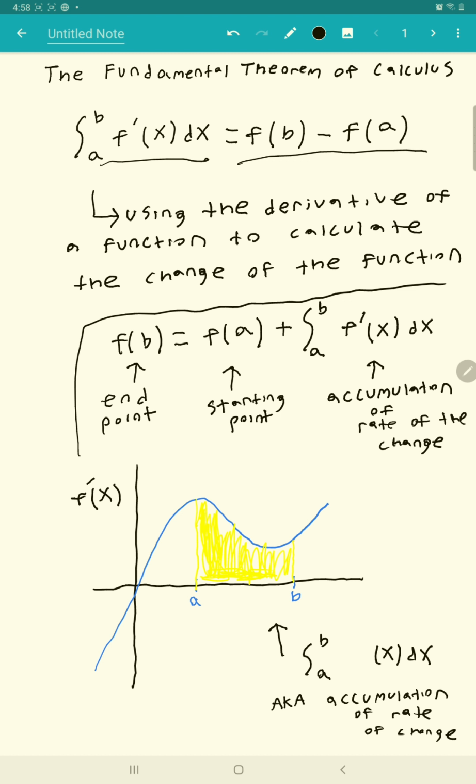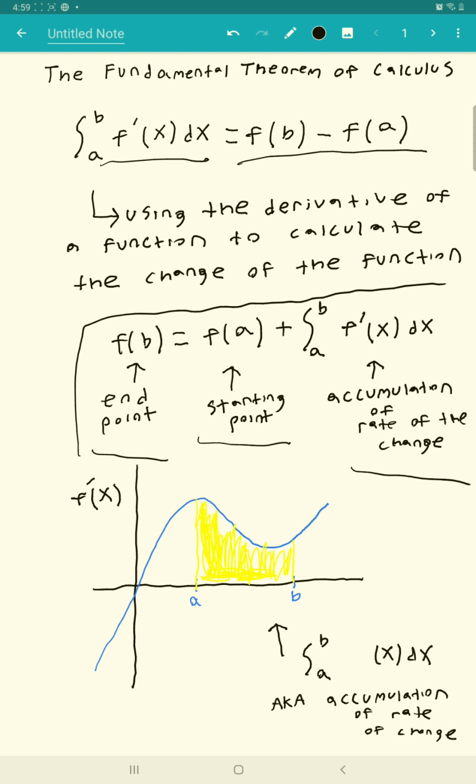And what we see here is that the endpoint of a function is equal to the starting point of a function plus the integral of f prime of x from a to b, which is essentially the accumulation of the rate of change of the function, because we know that this integral is accumulating all of these little tiny Riemann sums of f prime of x, or the rate of change. And this accumulation of the rate of change from a to b is what causes the function to move from its starting point of a to its endpoint of b.